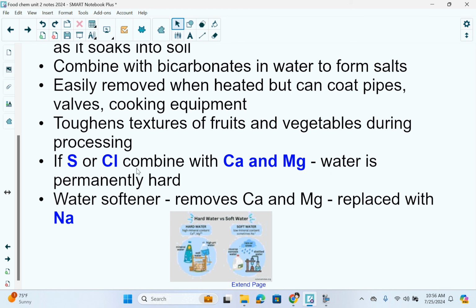If sulfur or chlorine combine with calcium and magnesium, the water is permanently hard. You can add things known as water softeners. It removes calcium and magnesium, and those are replaced with sodium.